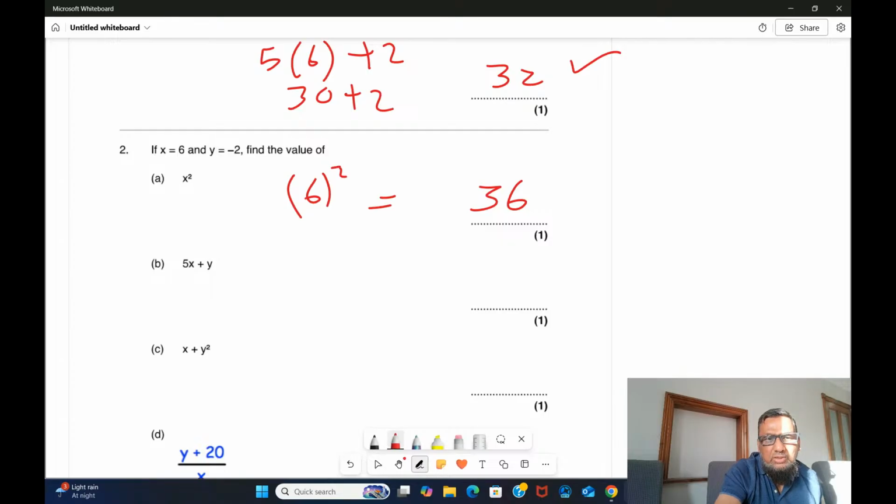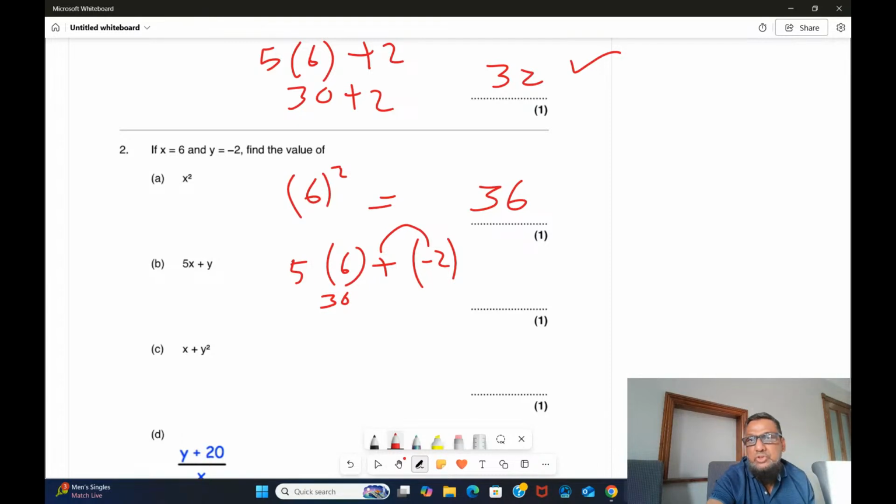Now we're going to solve question 2b, which is 5x plus y. The x is given, which is 6, and then plus y. The y value is minus 2. So we just simply replace the values of x and y. So 5 times 6 is 30. And now look at this one: plus times minus.